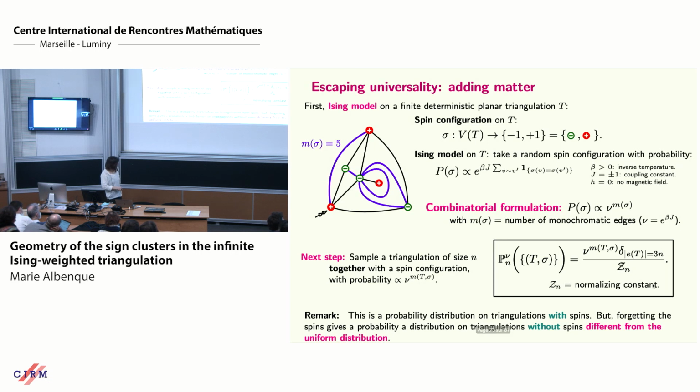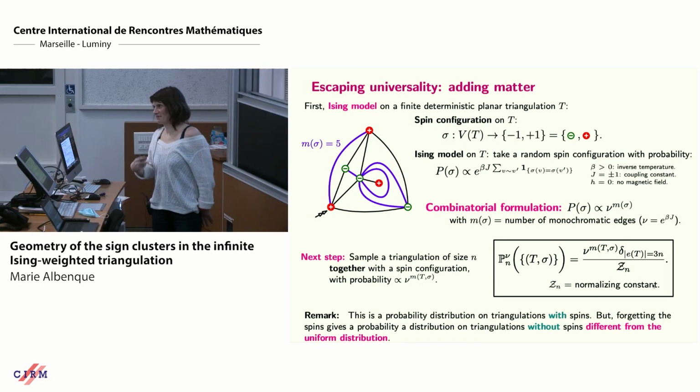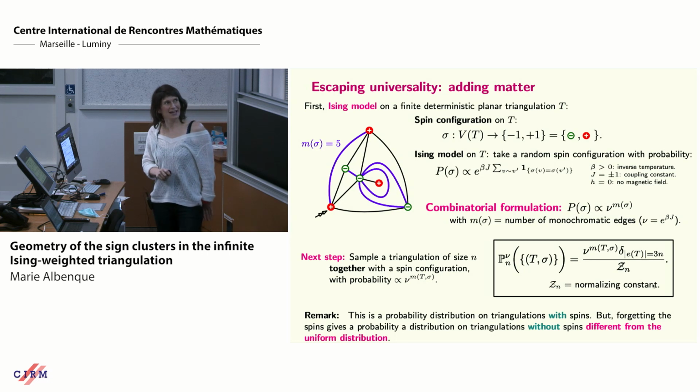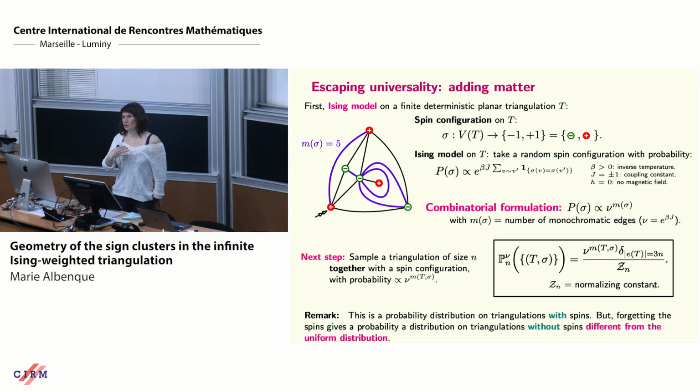An important point, and I'm a bit heavy on this, emphasizing once more: this is a probability distribution on triangulations with spins. But if you consider the push forward, you forget the spins and look at the push forward on triangulations, it gives you a distribution on triangulations which is different from the uniform distribution, except if nu is equal to 1. If nu is equal to 1, then you get the uniform distribution. But otherwise, you get a different distribution.